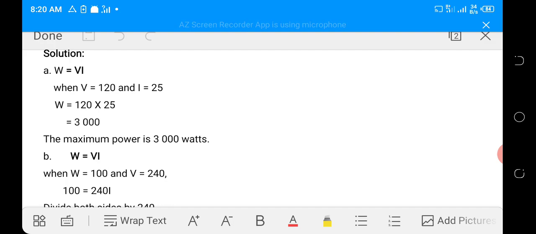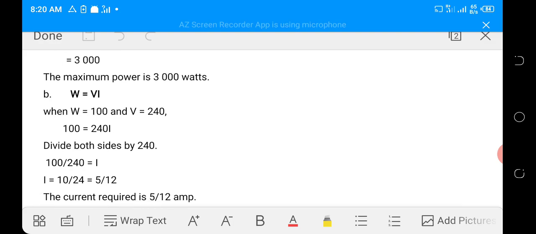For B, we quote the formula again. W is equal to VI. When W is equal to 100 and V is equal to 240, that is, the power is 100 watts and the voltage is 240 volts. So let's substitute for the two. We have 100 is equal to 240 I. So I is what we are looking for, the current.